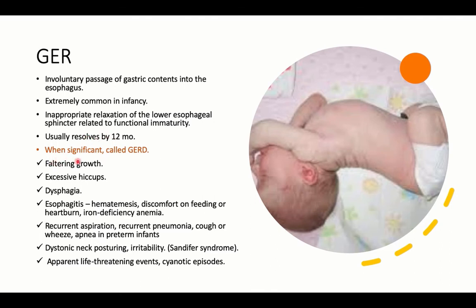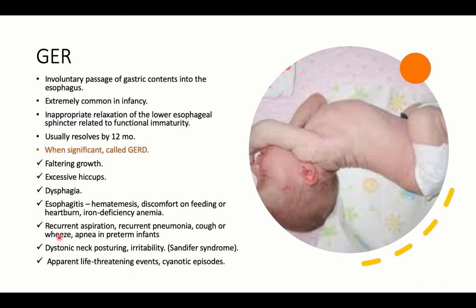So gastroesophageal reflux is quite common and usually resolves by 12 months of age on maturation of the sphincter. When the reflux is significant, it's called gastroesophageal reflux disease. In this disease, there is faltering growth, okay, when there is failure to gain weight appropriately for age, excessive hiccups, dysphagia, and esophagitis manifested by hematemesis, discomfort on feedings, and heartburn, and due to chronic blood loss, it will result in iron deficiency anemia. Recurrent aspiration can occur, resulting in recurrent aspiration pneumonia, cough, and wheeze. And it's important: the differential diagnosis for wheezy chest in infancy and childhood includes reflux.